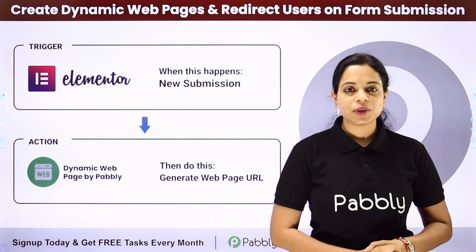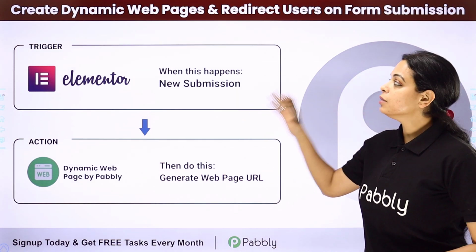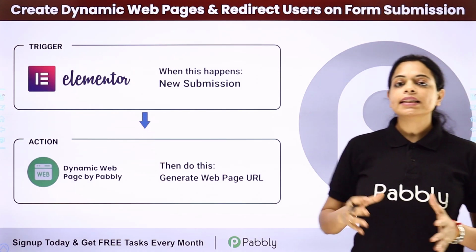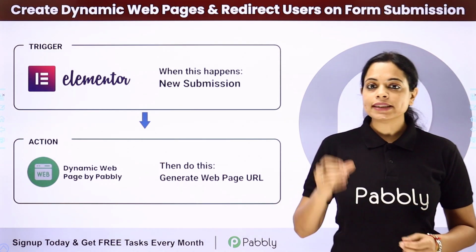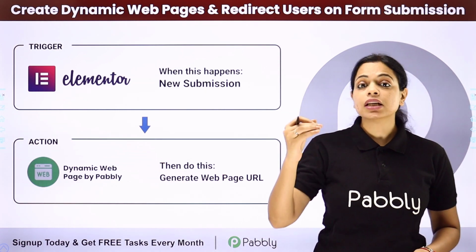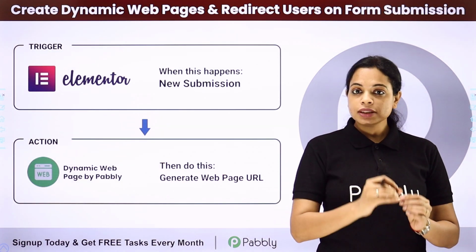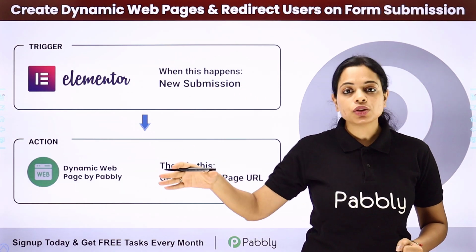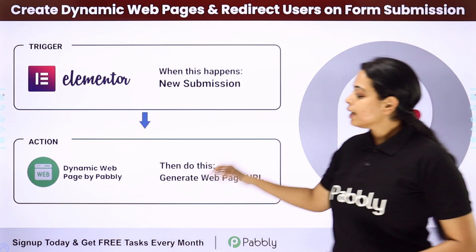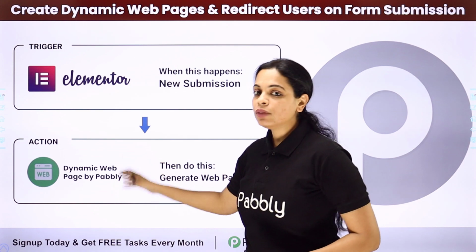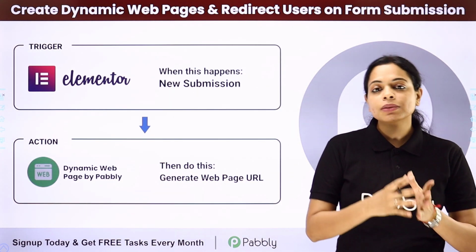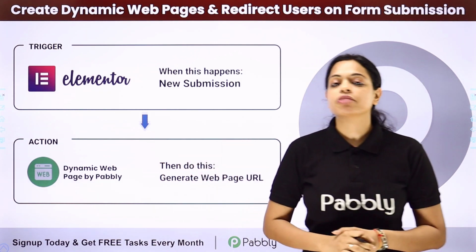In this video, we are going to see how to create dynamic web pages and redirect users on form submission. So let's say there is a live concert and you want that every time the user has filled up a form, then first automatically and randomly a table number must be given to the person, and then with the help of dynamic web page by Pabbly, which is a feature in Pabbly, a web page must be created and the user must be redirected to that particular web page.